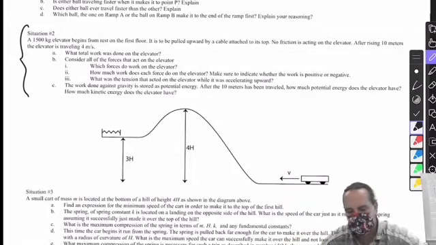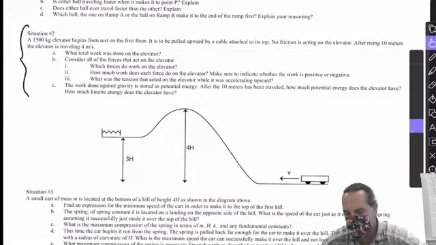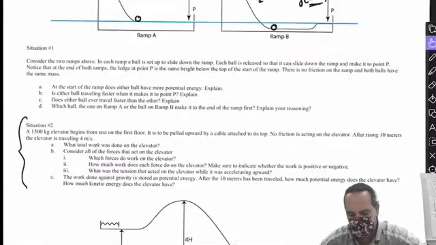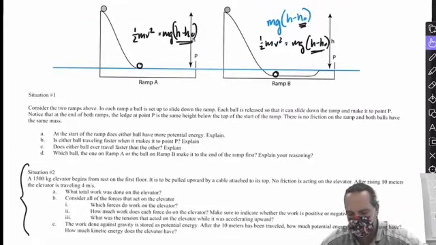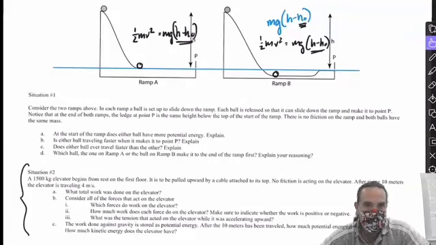Yes, ma'am. Sorry, for question number 1, part B states, is either ball traveling faster when it makes it to point P? Would that be the same because of the fact that they have the same reference level at the end? Yeah. I mean, if I was to do conservation of energy there, I would use H for both of them. The H that's given there. Just set that as a reference level.